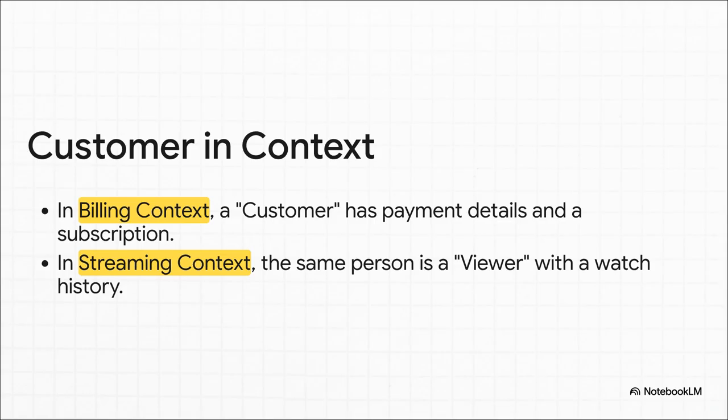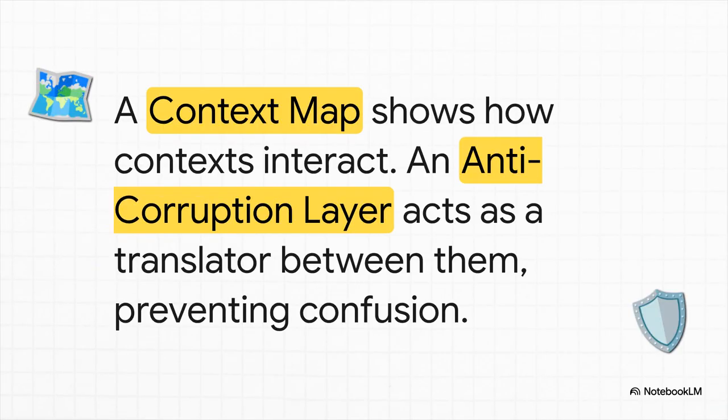This separation is absolutely key to taming complexity. Of course, these different contexts can't live in total isolation. They need to talk to each other. We actually map out those conversations using something called a context map. And to make sure one context's model doesn't leak into another and cause confusion, we can use a clever pattern called an anti-corruption layer. It basically acts as a dedicated translator between the 2 contexts, keeping them clean and independent.